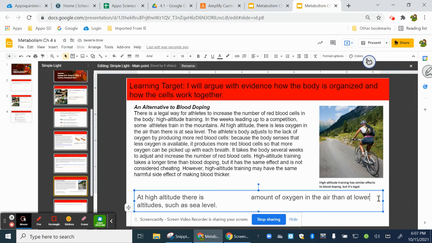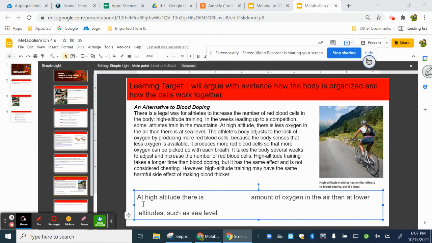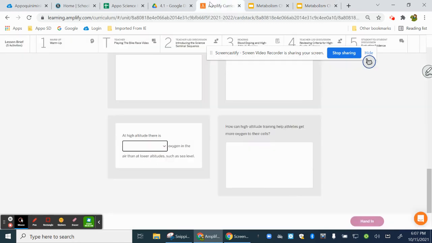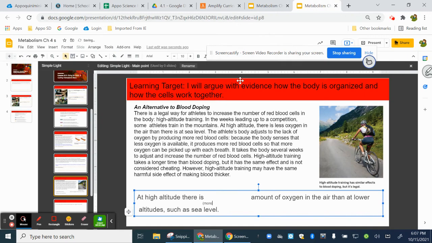They also gave them word choices. So I want to give the kids word choices. So I'm going to need to leave a space in here to do that. Now, usually with word choices, I make it smaller. I put it in parentheses. Now, the choices they had are more or less the same amount of. So I'm going to go over here and say more, less, the same amount of.